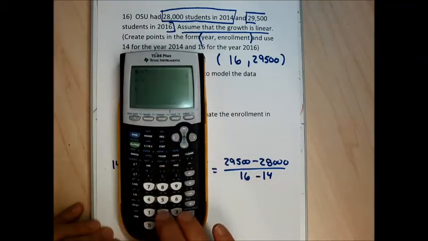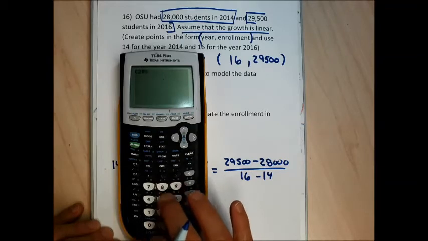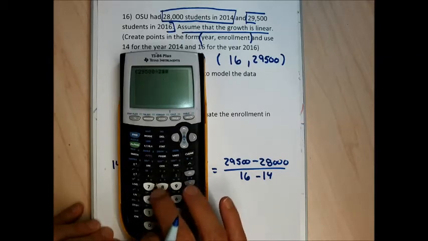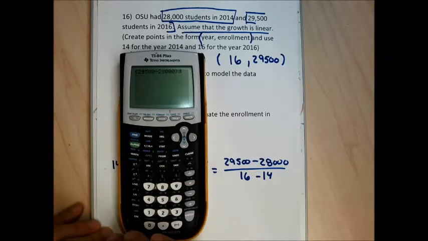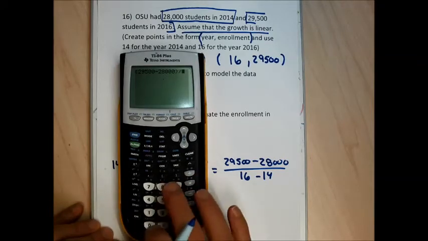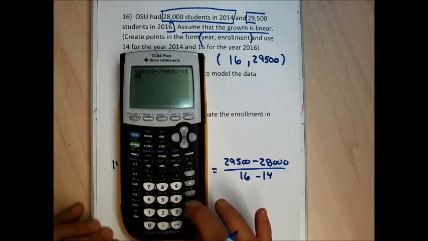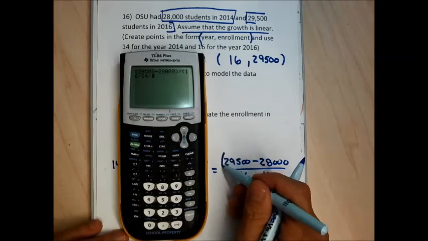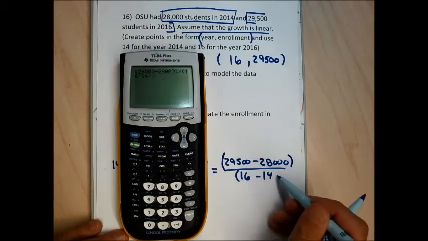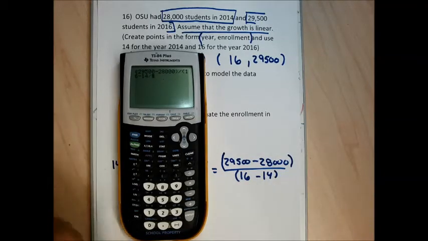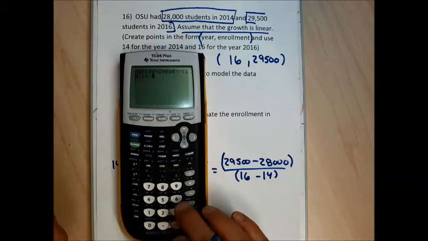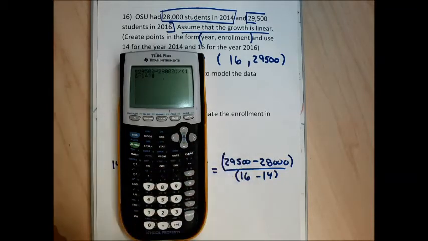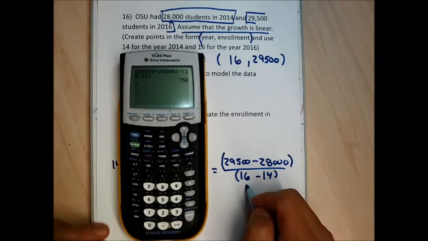So for my slope, I'm going to go parentheses 29,500 minus 28,000, close out my parentheses, type a divide sign, and then the denominator 16 minus 14 needs to go in a parentheses. So when I entered this on my calculator, I put the entire numerator and the entire denominator in a parentheses. And when I hit equals, I'm going to get my slope. Well, if I did it right, this is supposed to be a parentheses and not a divide sign. When I hit equals, I'll get my slope, and my m is 750.